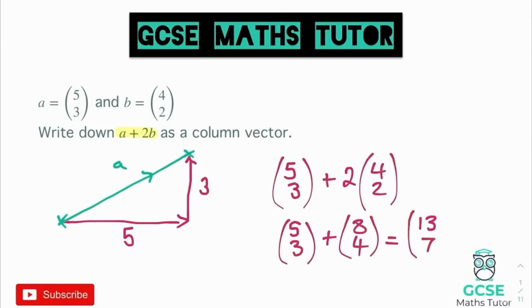So our final vector there is 13/7, and it is as simple as that with column vectors. It's just a case of finding the 2 vectors that you can add together and literally just adding those together, the top numbers, and adding together the bottom numbers.